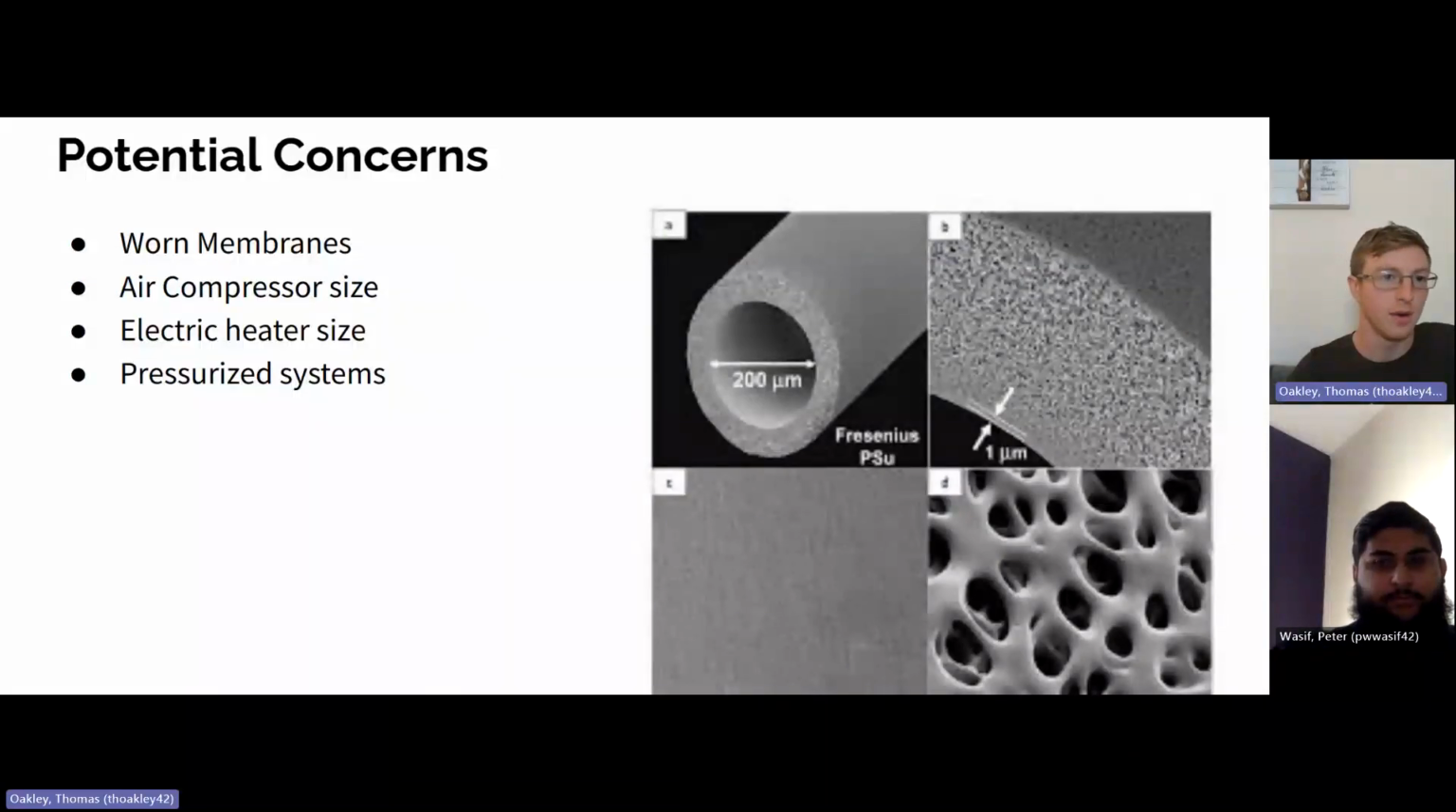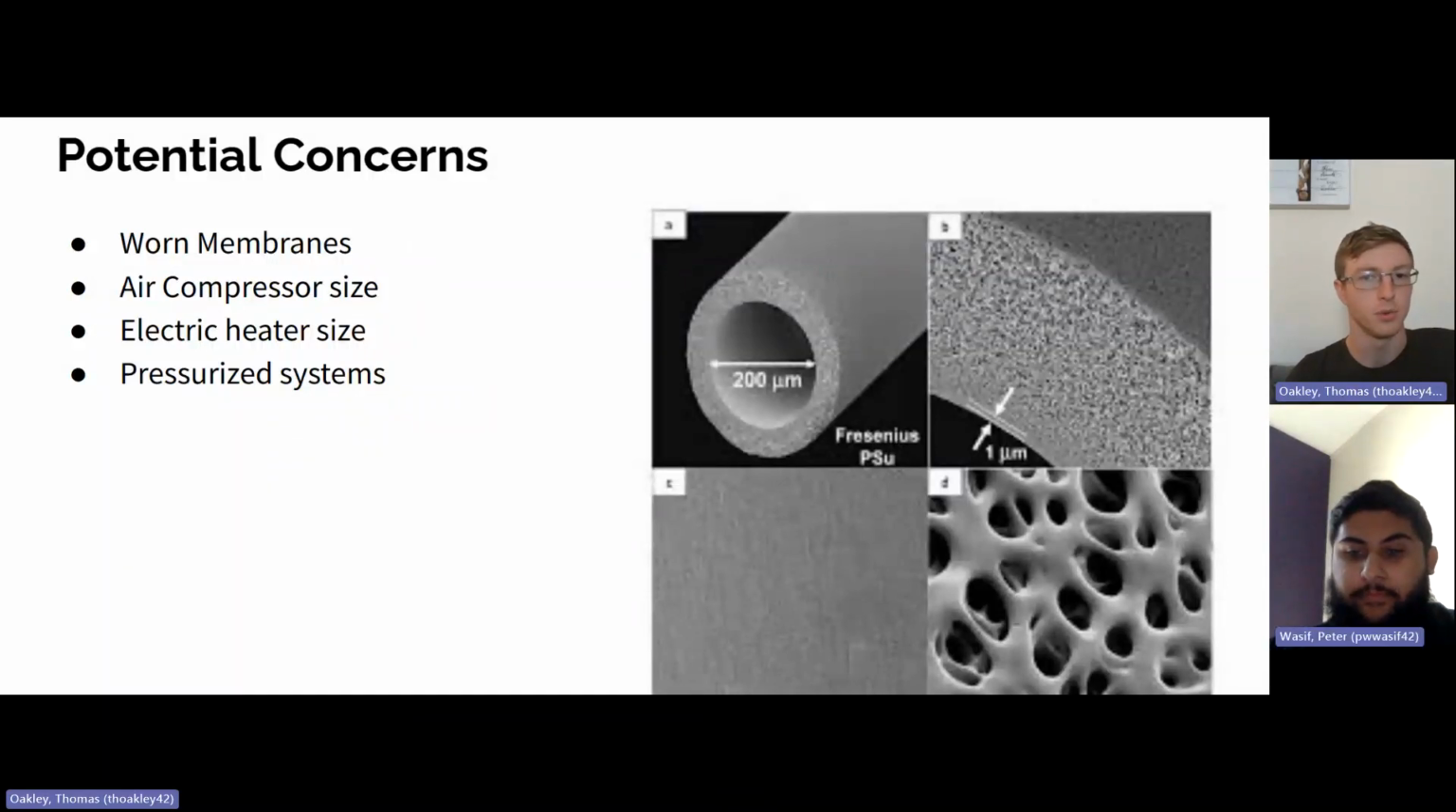The potential concerns with this, however, are if the membrane becomes worn or the pore size increases in the membrane too much, nitrogen can begin to diffuse through it. The air compressor sizing, making sure that we do not have too much air or too little air being pushed through the system at any given time. Having the electric heater sized properly to heat the air to the temperature we need to promote diffusion. And again, the safety concern is a pressurized system can have issues if it depressurizes too quickly.